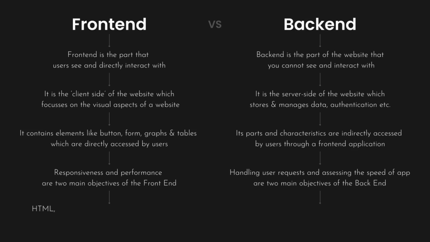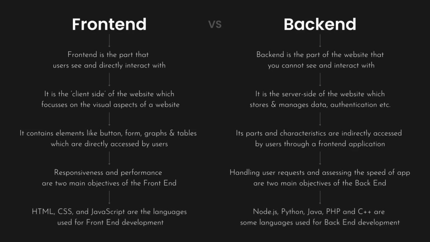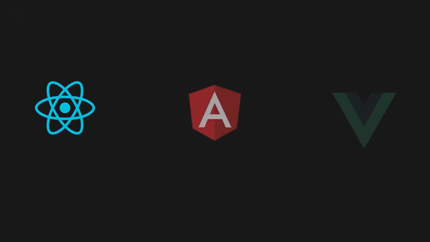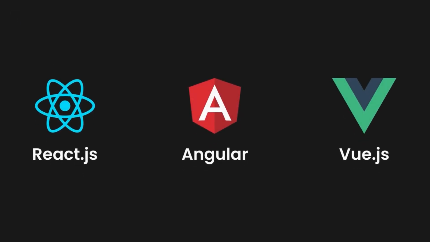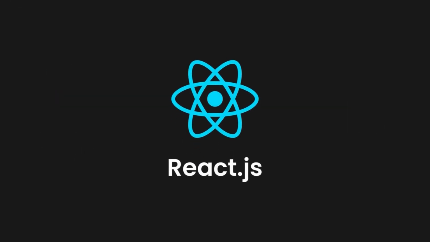The languages used for front end are HTML, CSS, and JavaScript. These are the basic three languages which are required for all websites. Now for creating front end, there are various frameworks or libraries. They help us to create more complex UI, or user interface, more easily. Some of those are React, Angular, and Vue. These three are frameworks. Actually, React is not a framework, it is a library, but that is an entirely different discussion. The most popular framework or library is React.js.